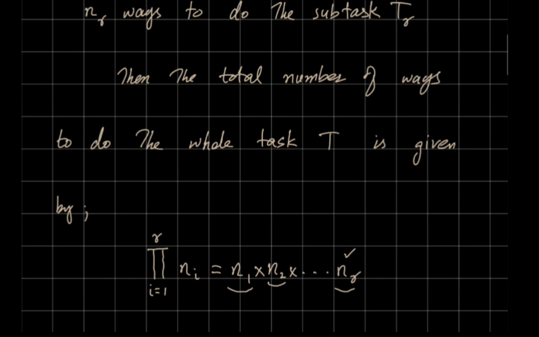our task has been divided into subtasks T1, T2, up to Tr. n1 is the number of ways to do subtask T1. n2 is the number of ways to do subtask T2. Similarly, nr is the number of ways to do subtask Tr. Then the product rule of counting says that the number of ways to do the whole task is the product of all these numbers of ways.